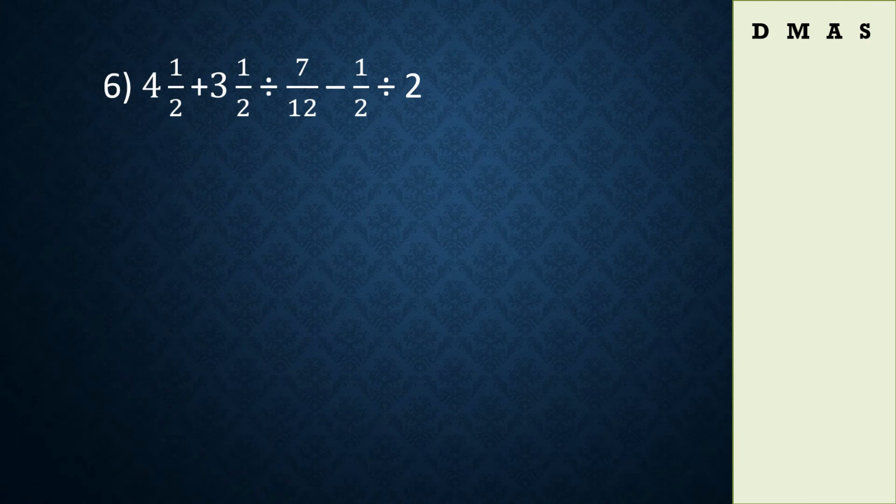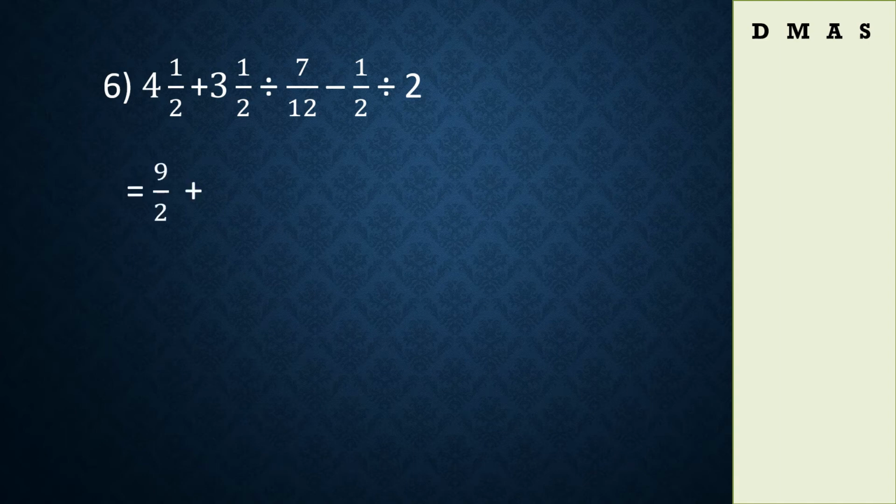Let's solve one more question. Question number 6. 4 1 upon 2 plus 3 1 upon 2 divided by 7 upon 12 minus 1 upon 2 divided by 2. First convert mixed number into improper fraction. How? Let's see. 2 4s are 8 and 8 plus 1 is 9. So the fraction is 9 upon 2.